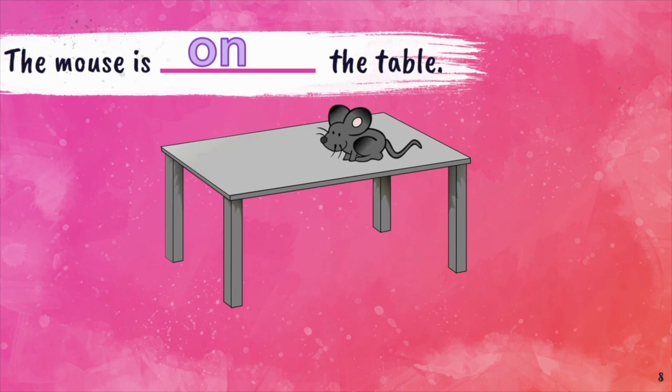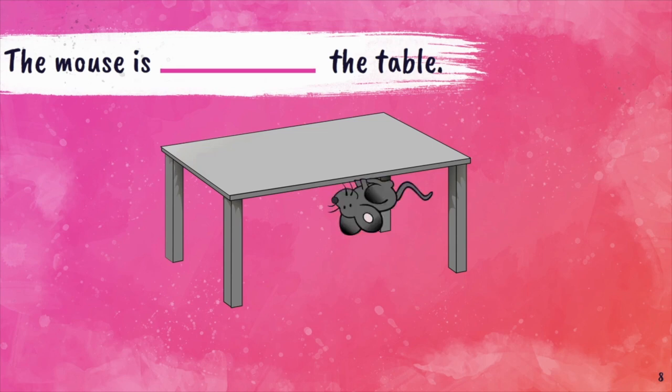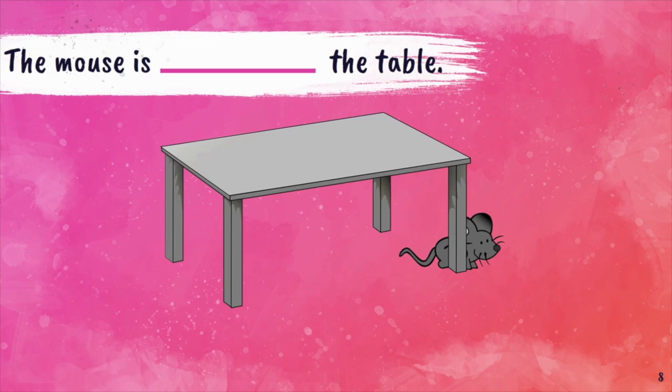Care to give it another try? Come on, let's go. Where's the mouse now? The mouse is under the table. Way to go, boys and girls. Let's try another one. Can you spot the mouse? Awesome! The mouse is behind the table.